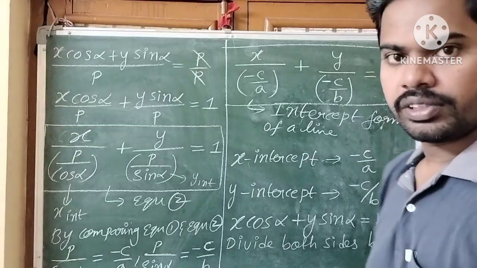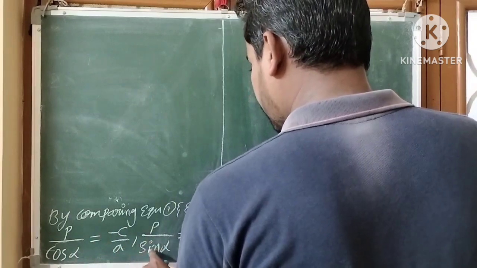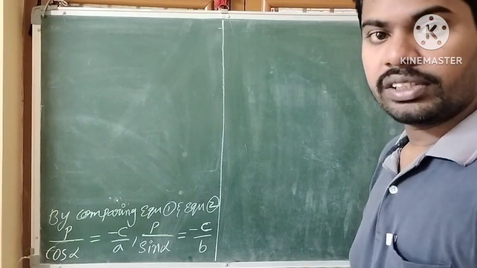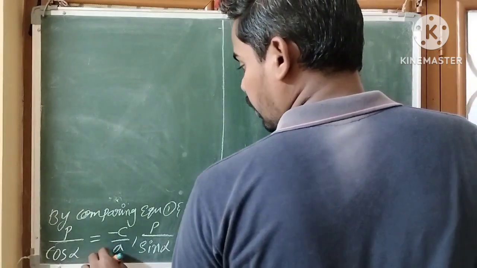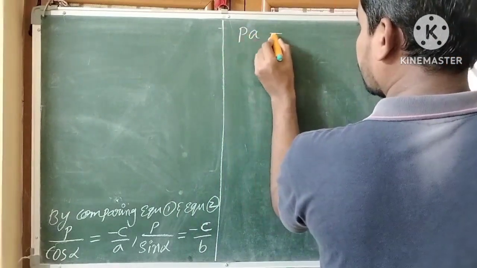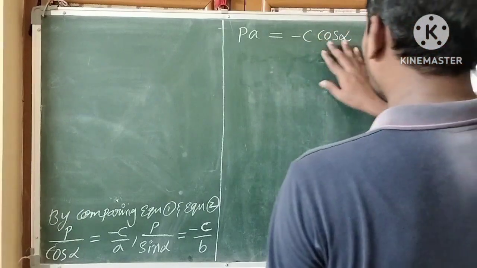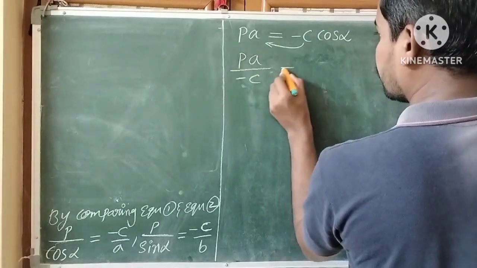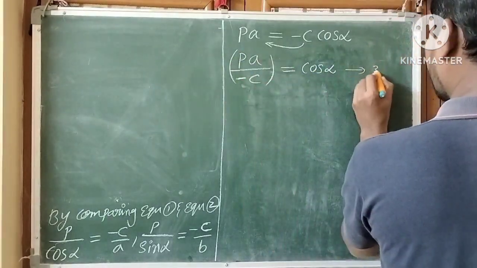Let us simplify further. Using these two equations, let us find cos alpha and sin alpha. Apply cross multiplication: p into a, pa is equal to minus c into cos alpha. We need only cos alpha, so transpose minus c, and you will get cos alpha is equal to pa by minus c. This is equation number 3.